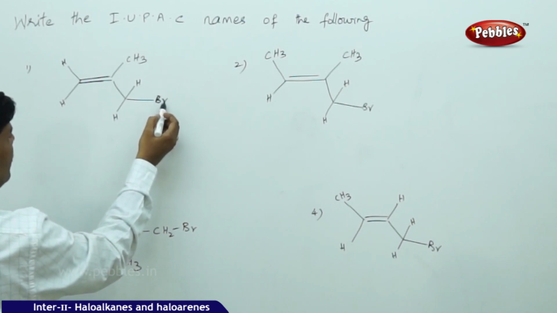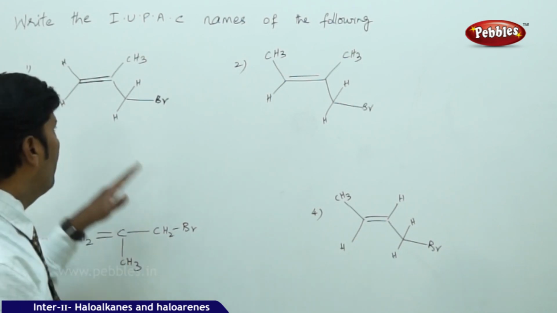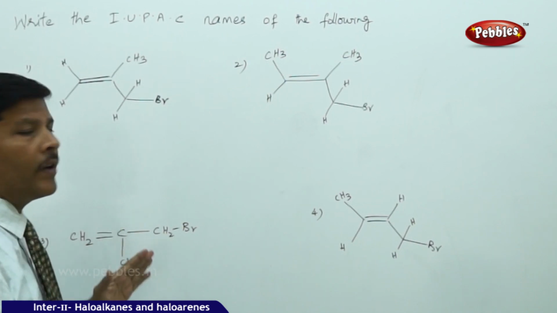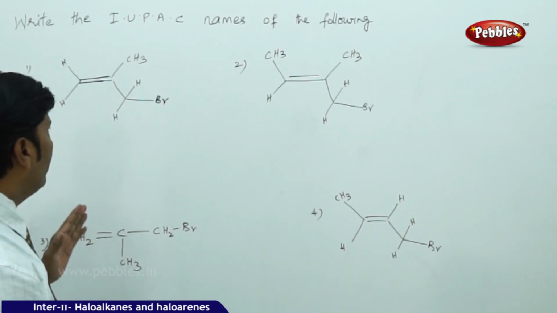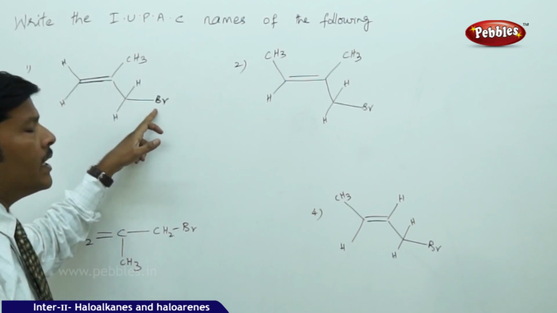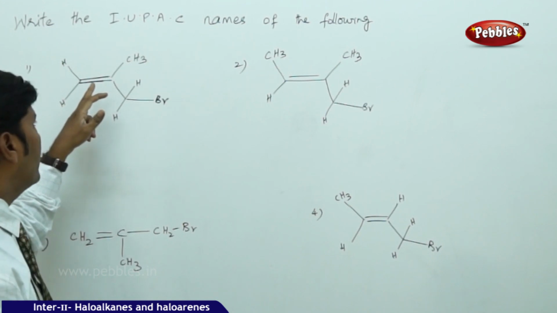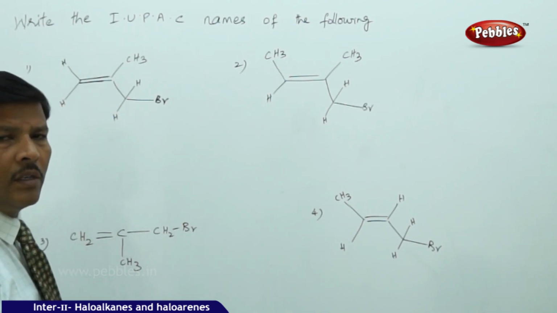When you are writing the IUPAC name for a given alkyl halide, one thing you have to notice is that you have to observe the structure very carefully. When you are observing the structure, you should also find which is the functional group and which is the substituent. Once you identify both, then between the functional group and the substituent, the functional group should be given the first priority and the substituent should be given the second priority.